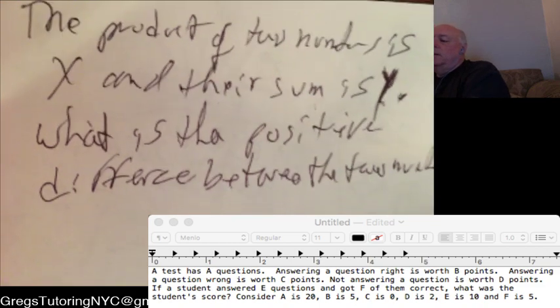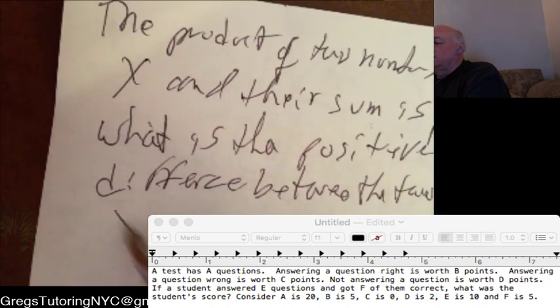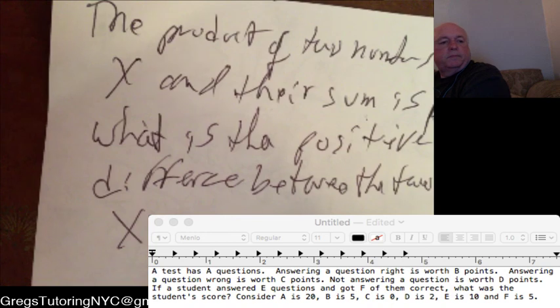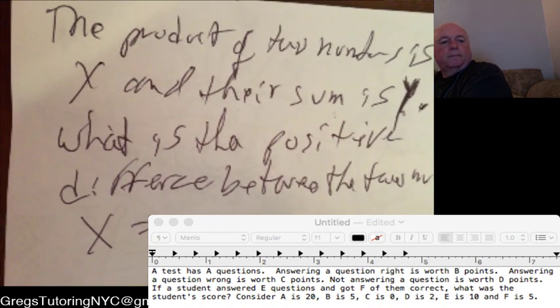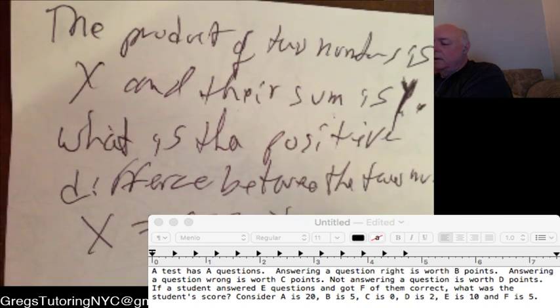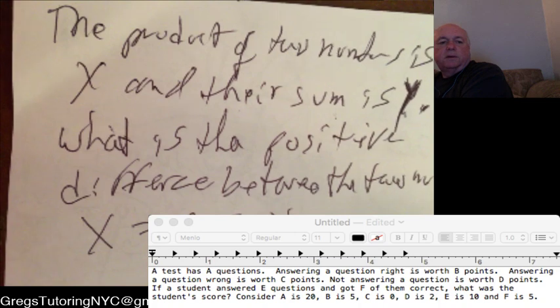All right, so I have to give you the numbers. How about we do X equal to 57 and Y is equal to 22.